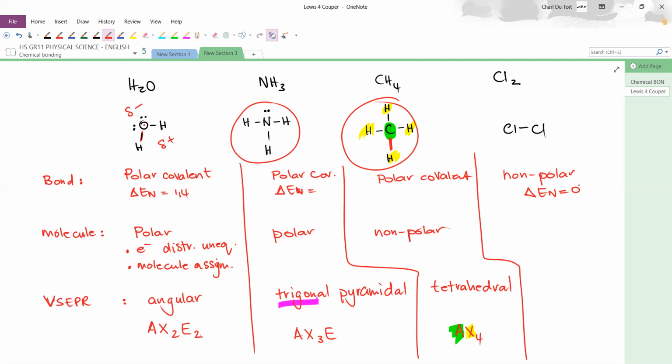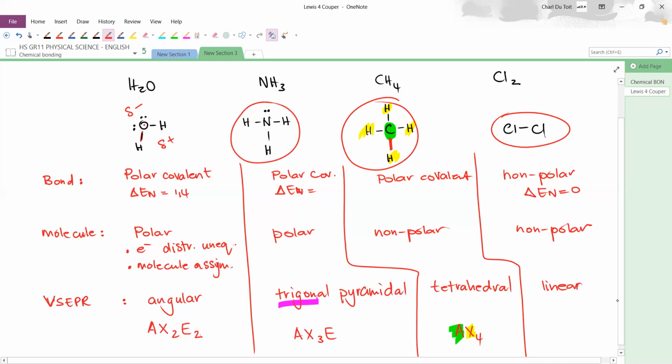Good, fixed it. Right, so look at these chlorine atoms. They are bonded non-polar because there's no difference between the electronegativity of the two. What about the molecule? Well, the molecule will also be non-polar. Is that correct? Yes. Shape? Linear. Yeah, it's linear.